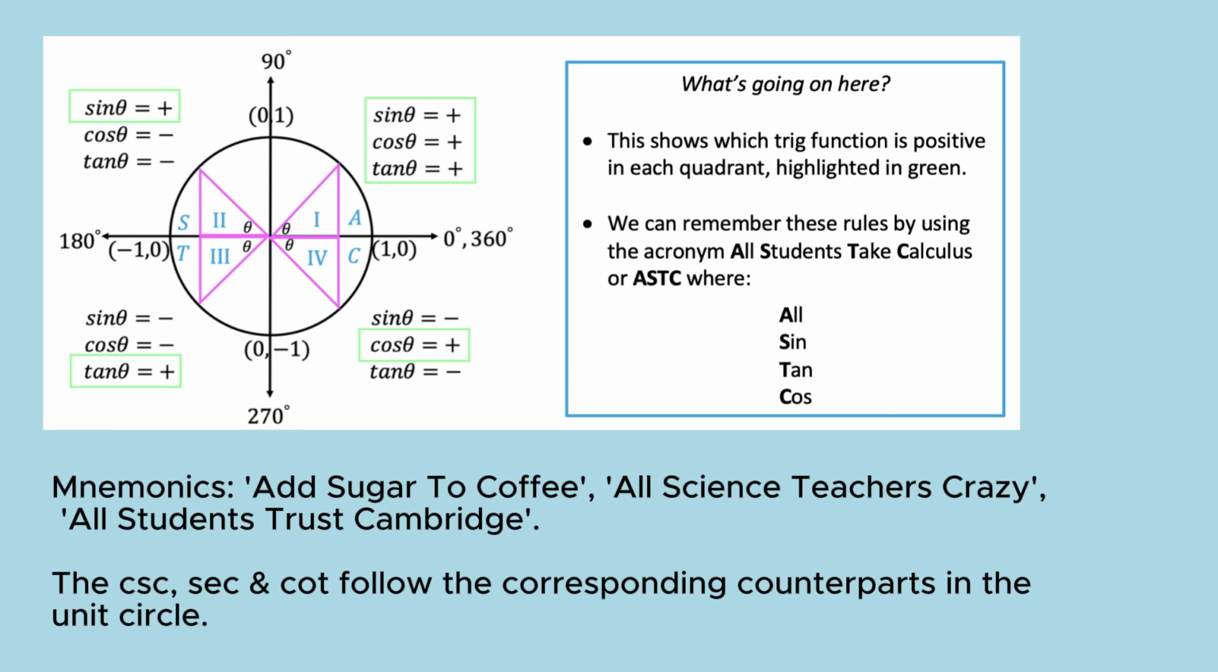And you can use cosecant, secant, and cotangent, and they follow the corresponding counterparts in the unit circle, like sine to be positive in the second, cosecant to be positive in second, cotangent to be positive in third, and secant to be positive in the fourth. And you can use the following mnemonics. There are just so many, I included 3. You can have add sugar to coffee, all science teachers crazy, and all students trust Cambridge. You can just use whatever mnemonic suits you when you do your trigonometric practices.